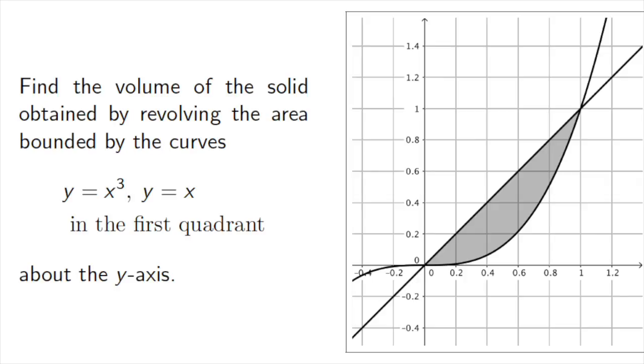I'd like to find the volume of the solid obtained by revolving the area shown here, the area bounded by the curves y equals x cubed and y equals x, and the part in the first quadrant. We're going to revolve this around the y-axis. In this video, I'm going to show you both methods so that you can compare the setups of the two and see how they differ.